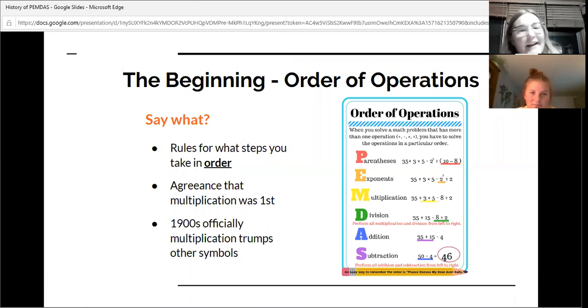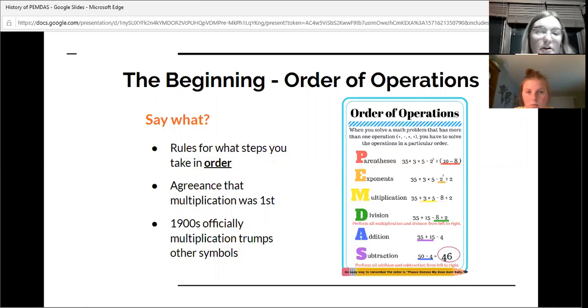All right. The rules for the order of operations are the steps that you take in order to do the problem in a sequence. And after doing a decent amount of research on the topic, there's no real idea of when the order of operations started. A lot of research kind of ballparks it around the 1600s, saying that this was the first time that they agreed that multiplication was first and there was an actual order to math.